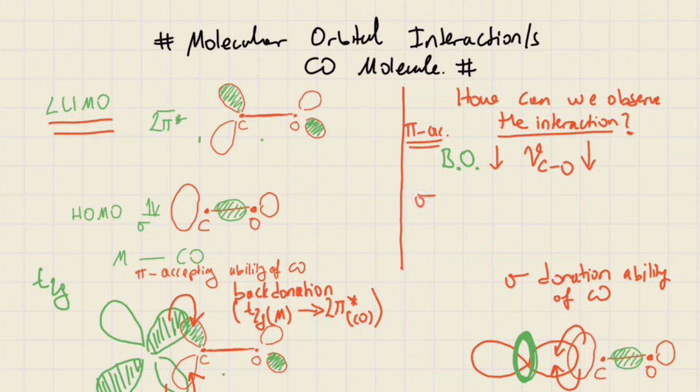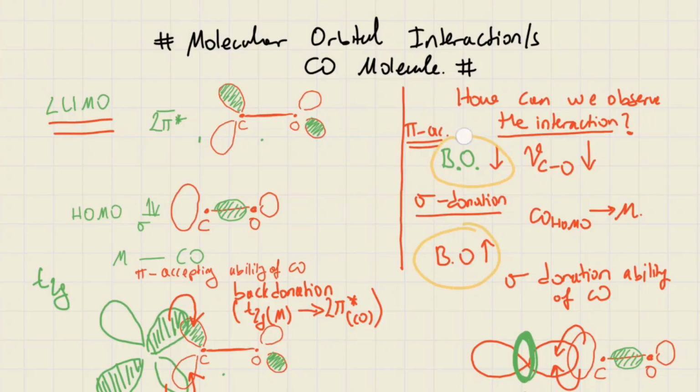And in the sigma donation case, the CO HOMO anti-bonding orbital goes to the metal center. In this case, bond order increases, which is completely the opposite of the pi acceptance. And when bond order increases, the CO stretch also increases.